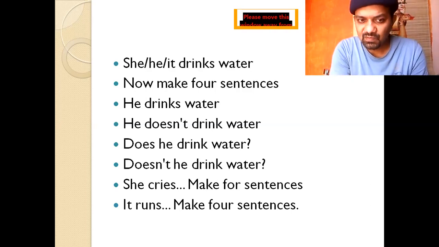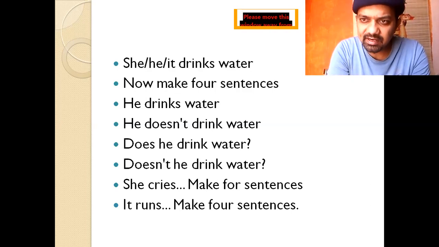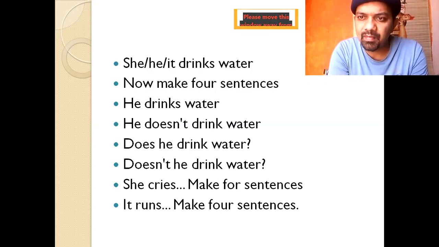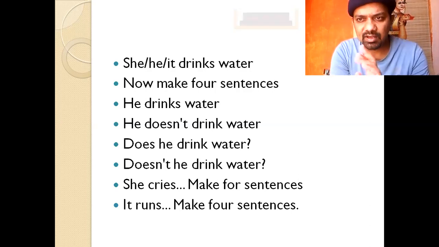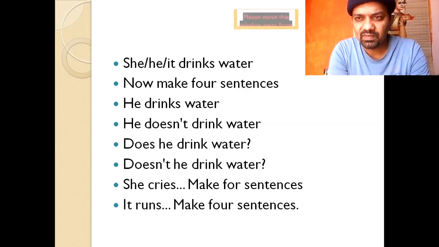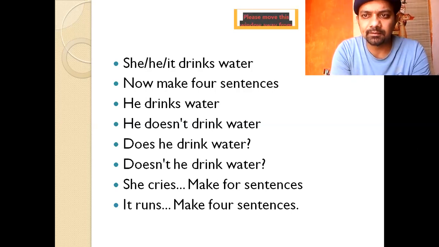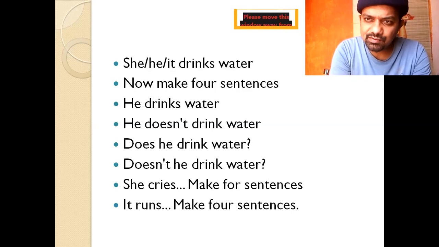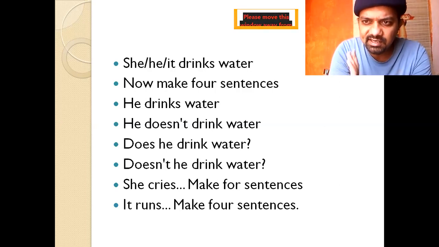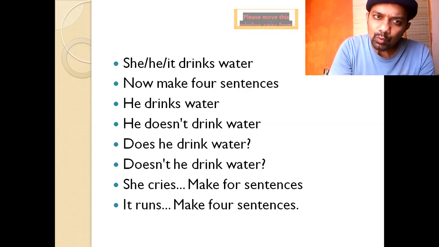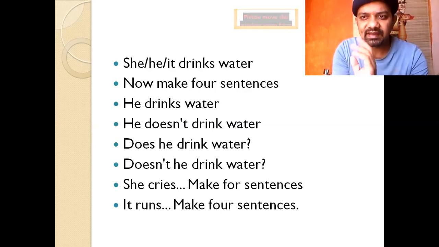Make another. She cries. Make negative: She does not cry. Make interrogative: Does she cry? Make negative interrogative: Doesn't she cry? It runs. Make four sentences. It does not run. Does it run? Doesn't it run? Right. So we have to make four sentences out of the one we get.